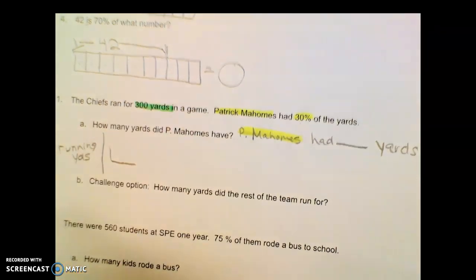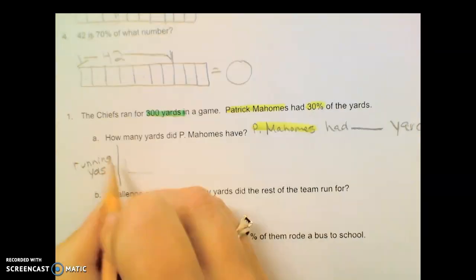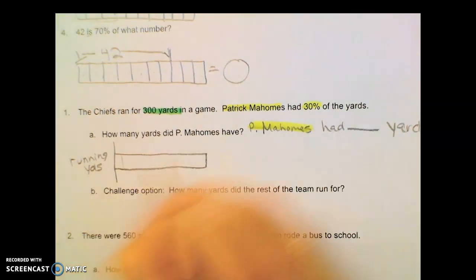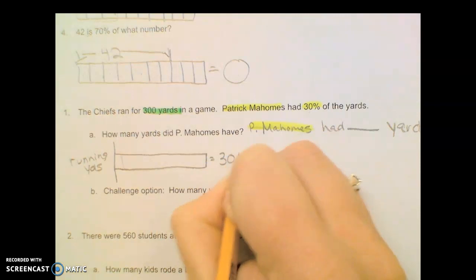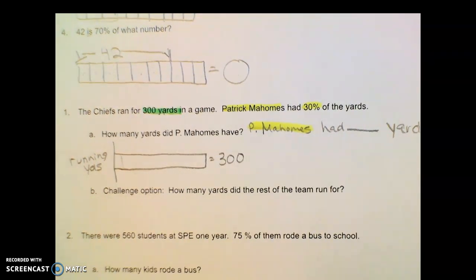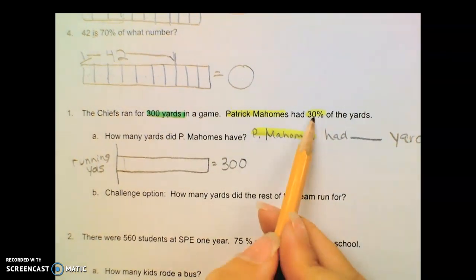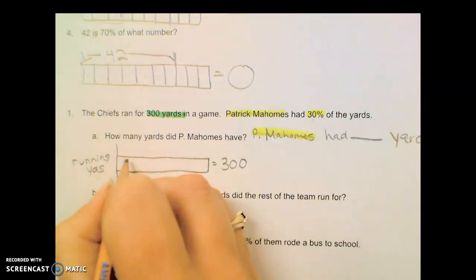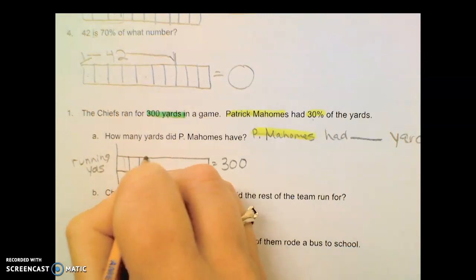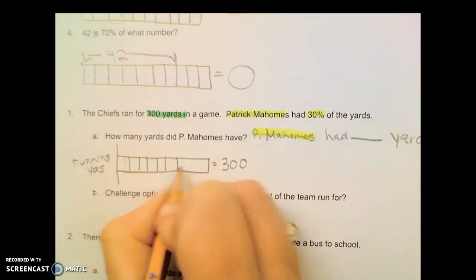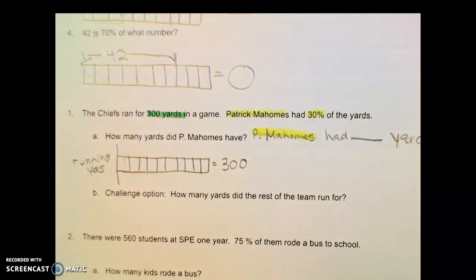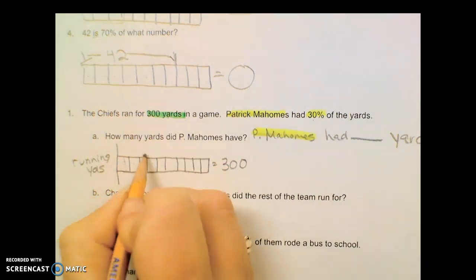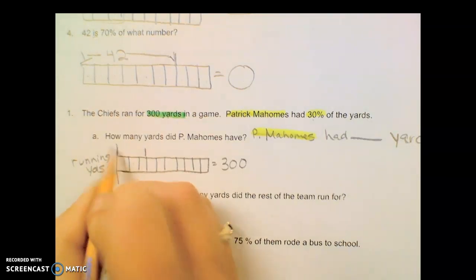And then I would just draw my, here's all of their yards. What do I know about all of their yards? I know that it's 300 because that's the total. What part of the yards am I looking for? 30%. So to see 30%, I'm going to break it into the tens model. 1, 2, 3, 4, 5, 6, 7, 8, 9. I need 30% of them. That's 10, 20, 30. So I need this part right here.